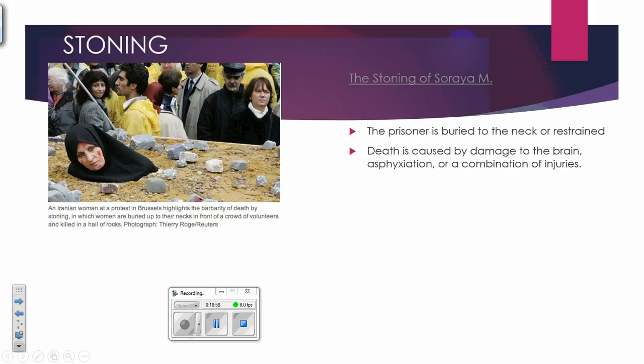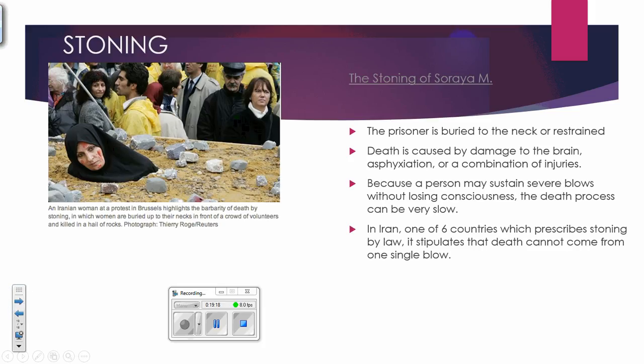First of all, the prisoner is buried to the neck or restrained. Death is caused by damage to the brain, asphyxiation, or a combination of the injuries, depending on what gets hit by the rocks. Most of the time, it's brain damage first, which means you're still breathing, but you have brain damage, which is not a fun way to go, right? Because a person may sustain severe blows without losing consciousness, the death can be very slow.